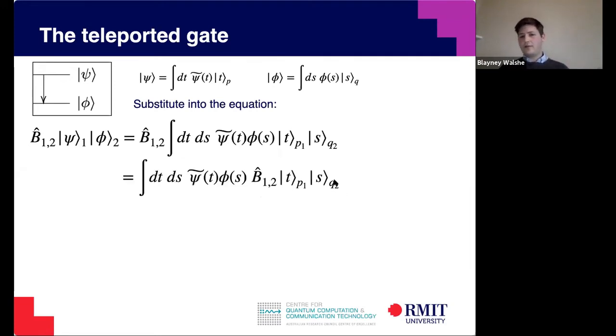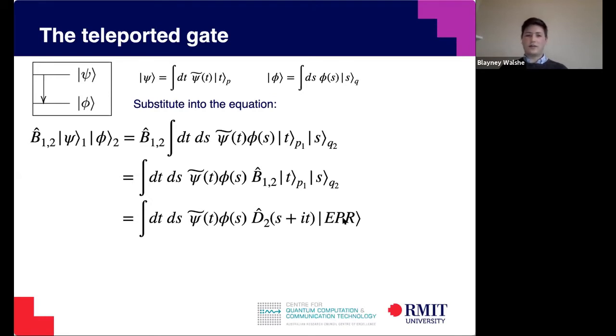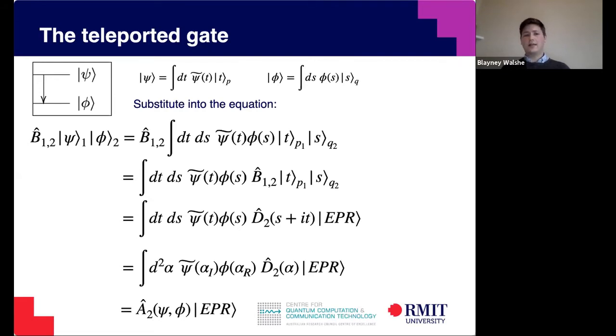And now if you were paying attention in the last slide, you'll see that this is a beam splitter with a momentum eigenstate and a position eigenstate. And that is a displacement acting on an EPR state. So we can just use that directly. Then we can rewrite this in terms of alpha, where S is alpha real and T is alpha imaginary. We just get this integral, and that is what we call the A operator, or our teleported gate for this arbitrary state.